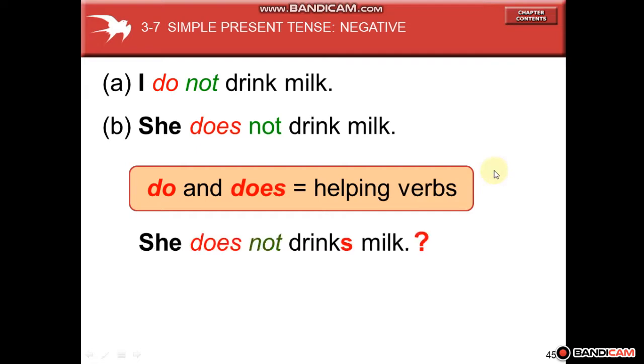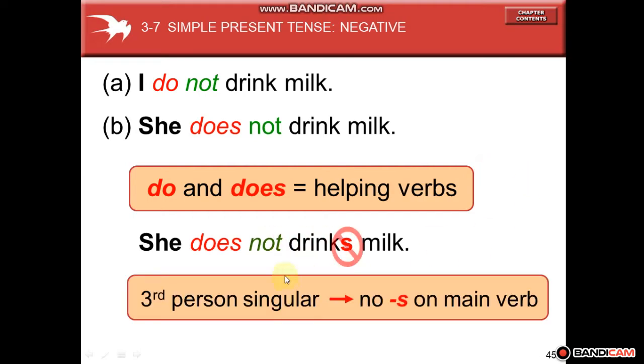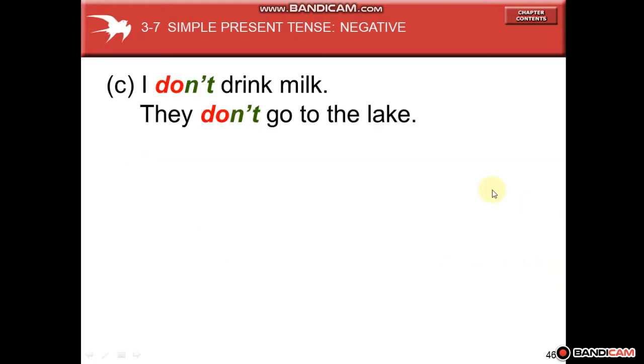So, she doesn't drink or drinks milk? Is it okay? No, it's not, because in the does case you cannot add another s. There is no doubling case here. Okay, remember that. Third person singular pronouns or singular nouns do not take s with them in main verbs. Yes, they take es or in some cases s when we are considering this helping verb. All right, fine. I don't drink milk. They don't go to the lake.